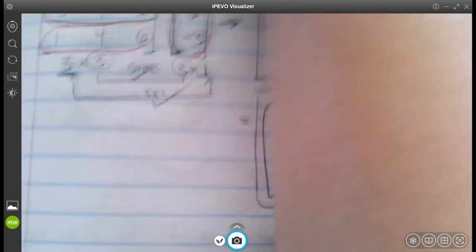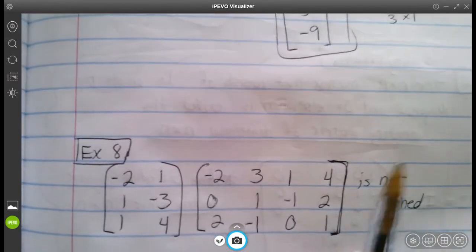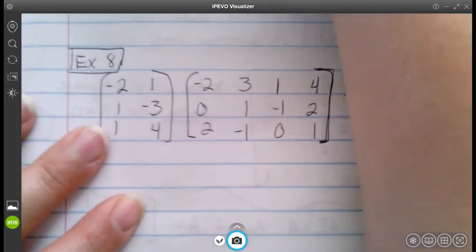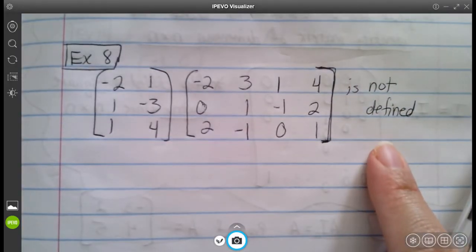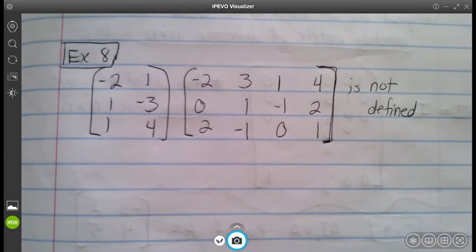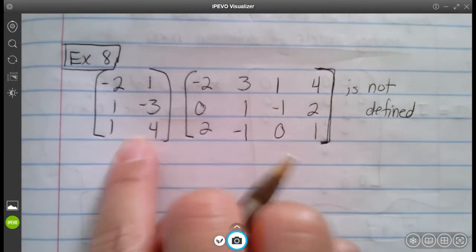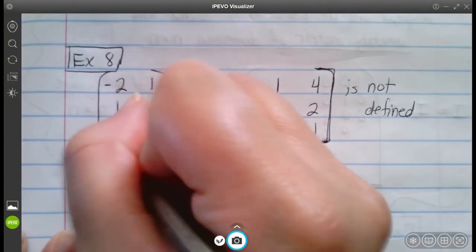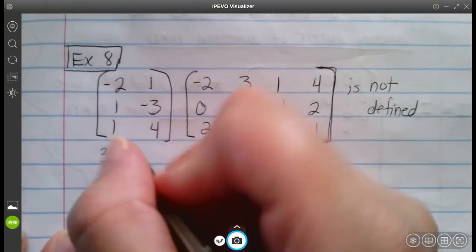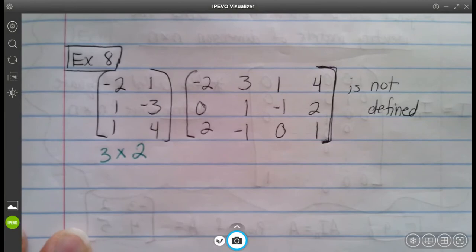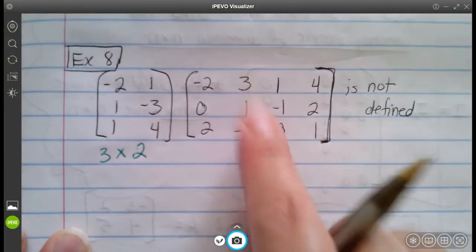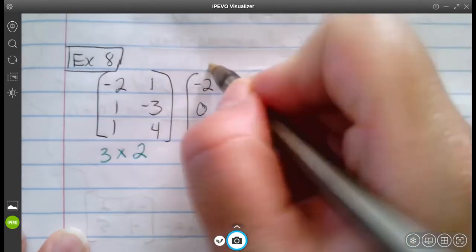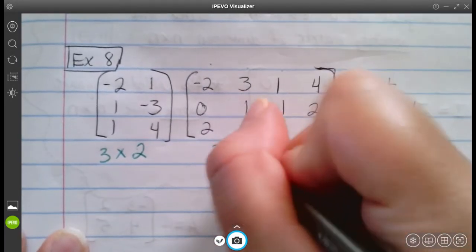Last example here on this page, on the page, not the notes quite yet. We have example number 8. And I already wrote here on the side that this is not defined. Okay, so let's see why this is not defined. For the first matrix here, we have 3 rows, so 3 by 2 columns. Okay, these are the dimensions. And then for this one, we also have 3 rows by 1, 2, 3, 4 columns.